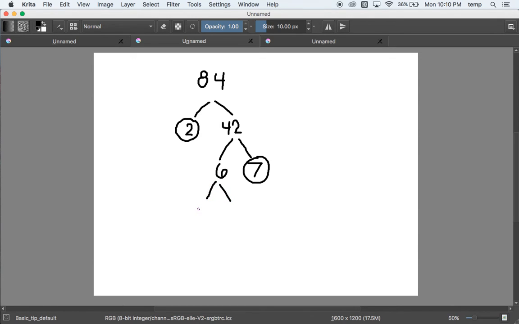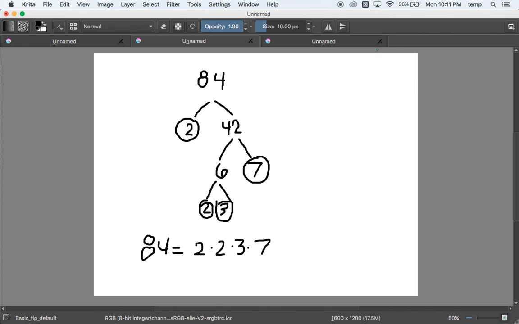We can split up 6 into 2 times 3. 2 and 3 would be factors of 6. 2 is a prime number, so we circle it. And 3 is a prime number, so we circle that number. Now, at the end of every node here, we have a prime number. For a prime factorization, we'd say that 84 is equal to 2 times 2 times 3 times 7. For this, we're multiplying only prime numbers together, and so this would be our prime factorization for the number 84.